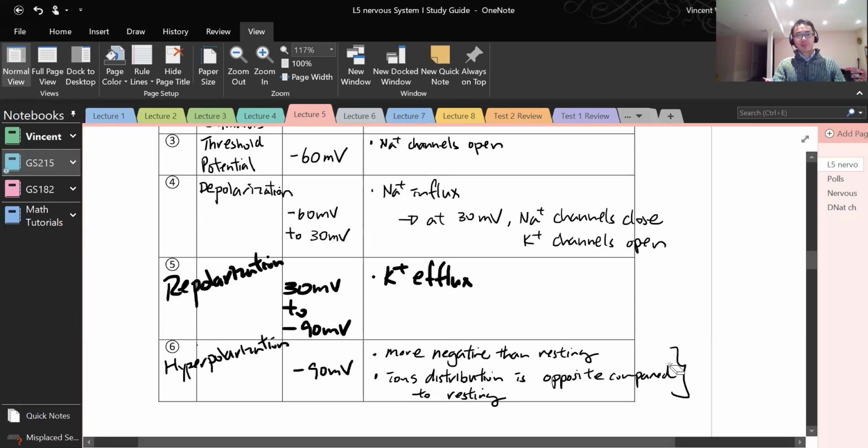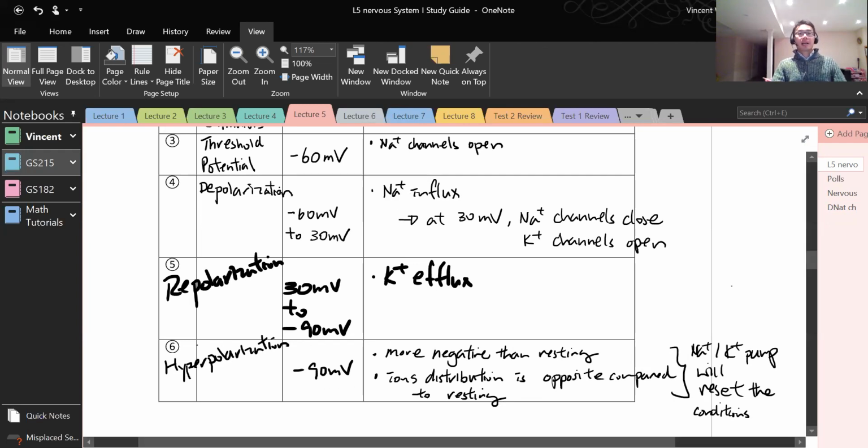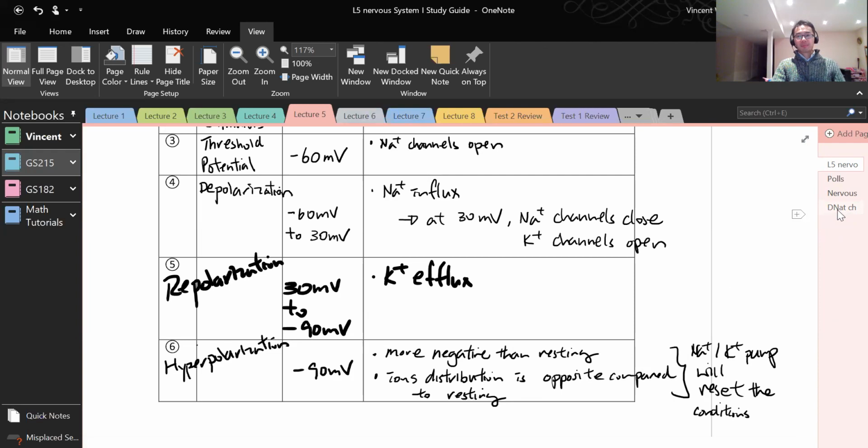Okay, so how do we fix these problems? We need the sodium potassium pump. It will reset the conditions. The sodium potassium pump will take all the extra sodium that we have, put it back out, bring back some potassium, and then it will reset to -70. And we're good to go again. All right, so there you have it.